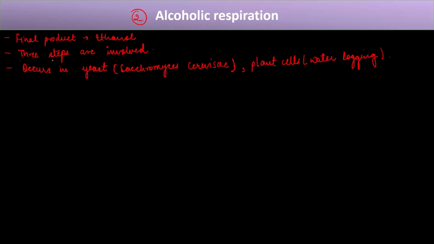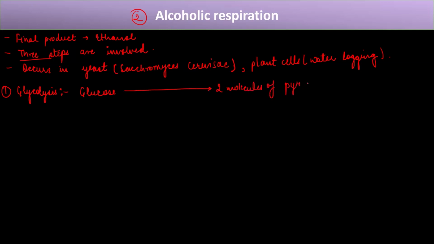Now, like I said, it involves 3 steps. So what are the steps? The first step is known as glycolysis. So what happens in the glycolysis? In the glycolysis, 1 molecule of glucose gets converted into 2 molecules of pyruvate, right? And here, what do we have? We have a net gain of 2 ATP and 2 NADH, right?